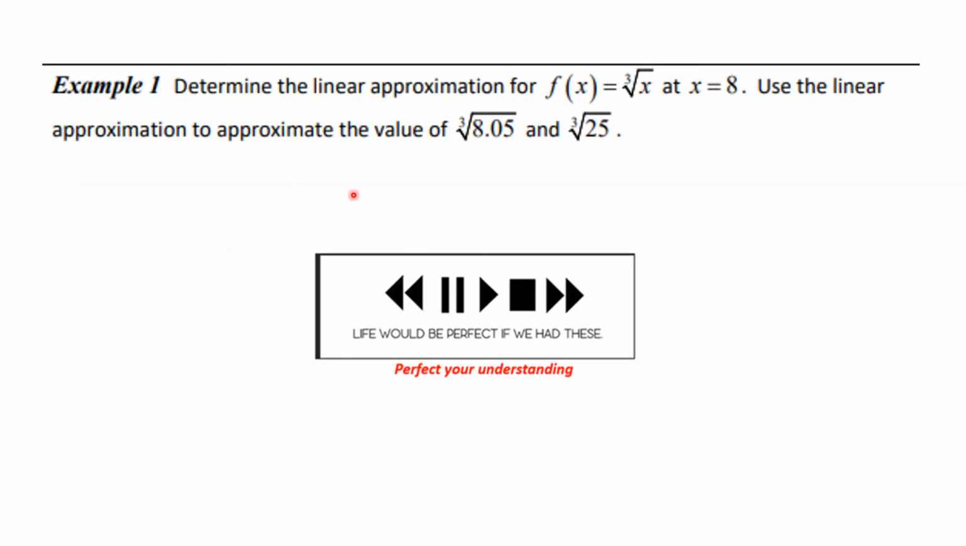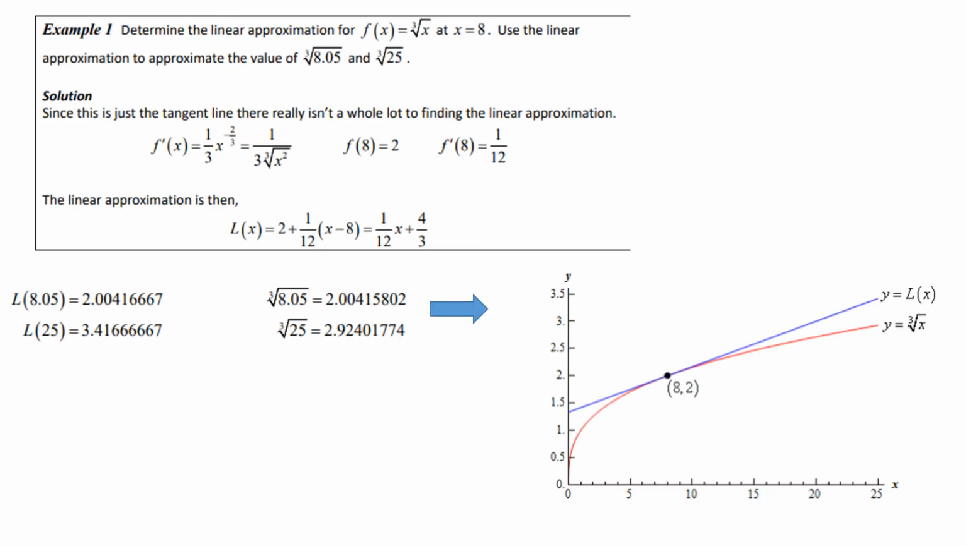Here's a problem I'm asking you to do. We're to determine the linear approximation for y equal f of x equal to the cube root of x, that's the function, at the point x equal 8, that's the point of interest. And by the way, x equal 8 is a good point to use because we know what the cube root of 8 is. It is 2. But then, after we find that, we're to use the linear approximation to approximate the value of the cube root of 8.05 and the cube root of 25. You know what to do? Let's see how you did.